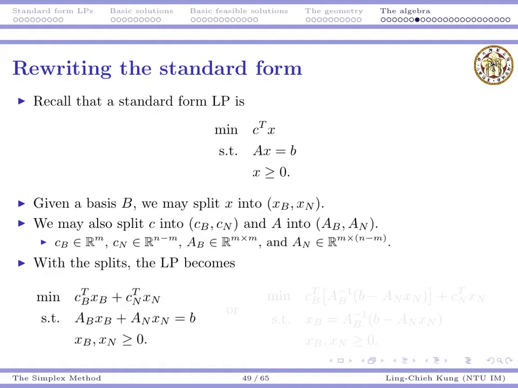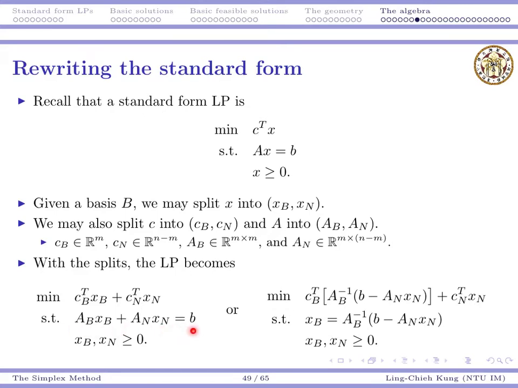We need to do some theory. So we know that this is a standard form linear program. Given a basis, we may split x into xb and xn, and then we may also split c and A in the same way into different vectors and matrices. With the split, the linear program can now become this. We may do some arithmetic. For the second one, xb can be expressed this way: we take xn to the right-hand side and then multiply both sides by Ab inverse.